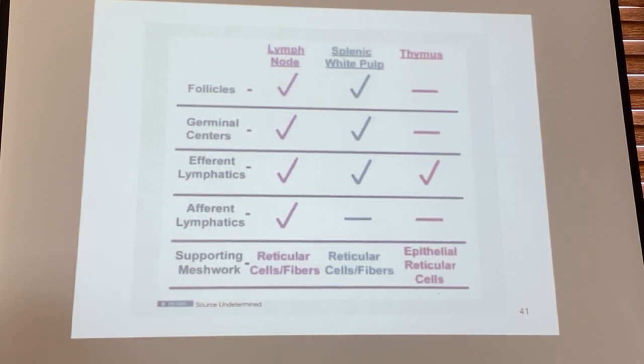Only the lymph node is concerned with, or related to, the filtration of the lymph. Supporting meshwork is found in all, but more in the lymph node and thymus.